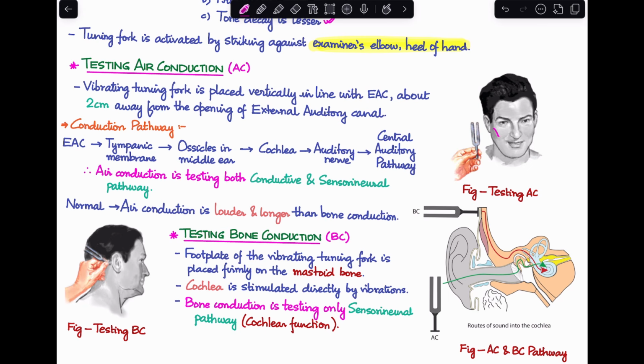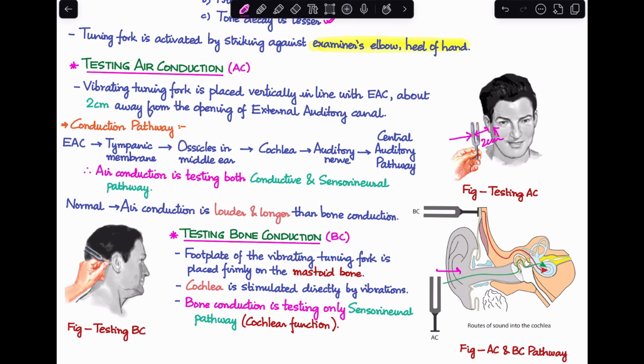Let's look at the image over here. This is the external auditory canal. We'll place it vertically in parallel to this external auditory canal at a distance of about 2 centimeter from the opening of the external auditory canal. What is the pathway that this sound that we are making is taking? Let's look at the second image over here. So the sound will take this pathway.